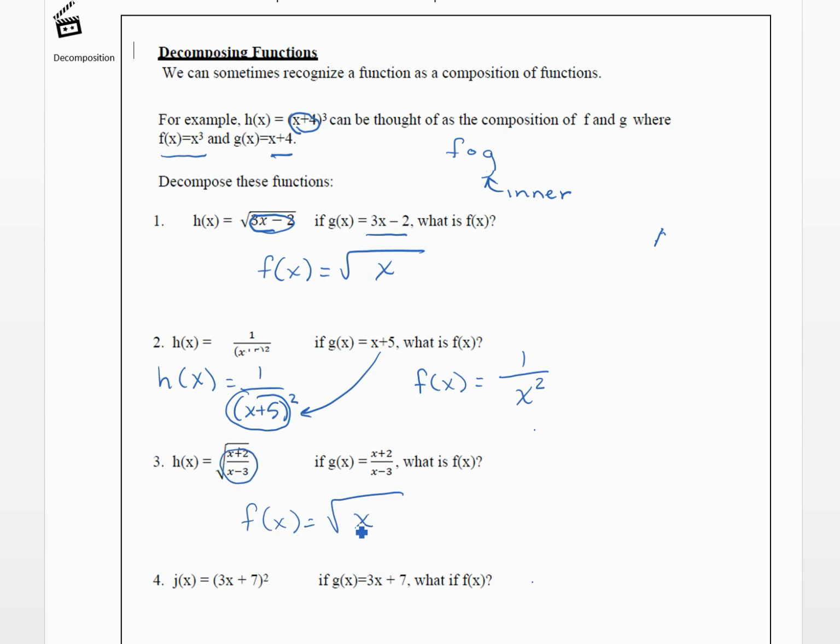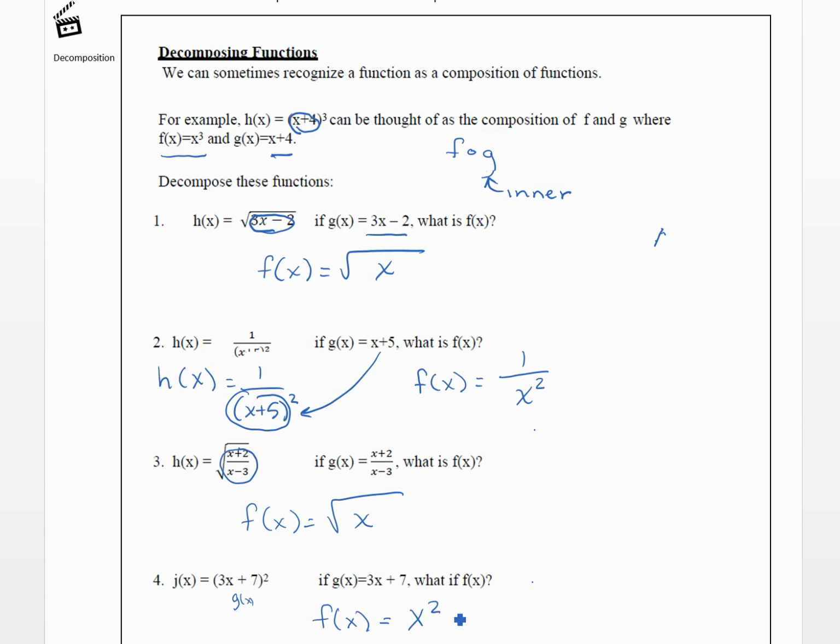Okay, and very similarly, here we're just calling it j of x instead of h of x, but nothing changes. We've got in parentheses 3x plus 7, we're squaring that. And we're saying if g of x is 3x plus 7, this inner function, what is f of x? Well, we're just going to replace that with an x. f of x then would be x squared.